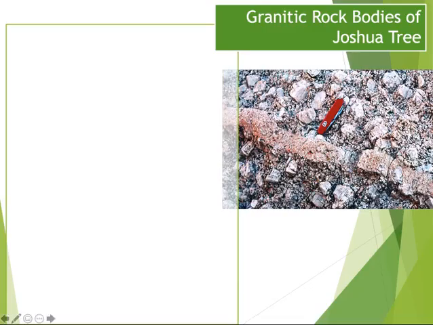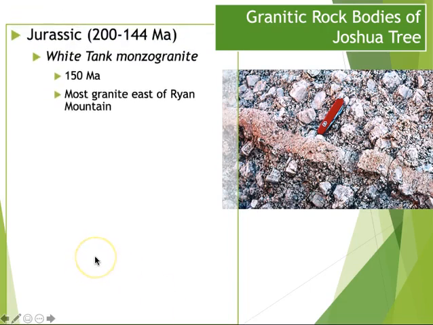The Jurassic Period White Tank Monzo granite, a granitic rock with more feldspar than quartz, is 150 million years old and makes up most of the granite east of Ryan Mountain. The oldest granitic bodies are from the Triassic period.